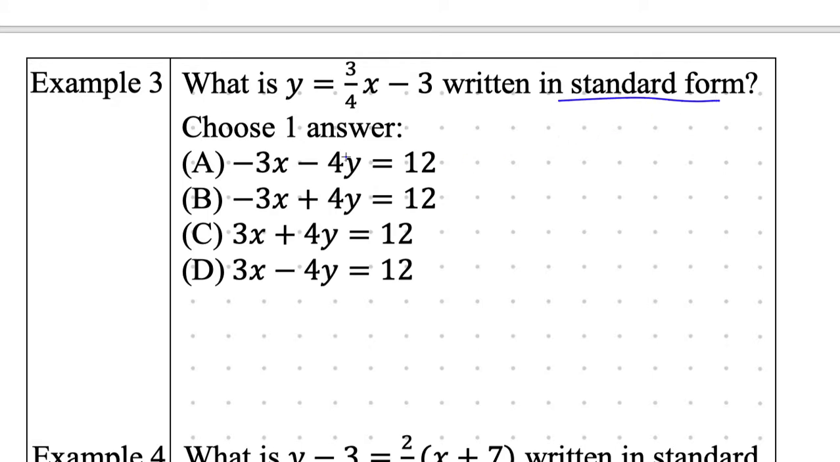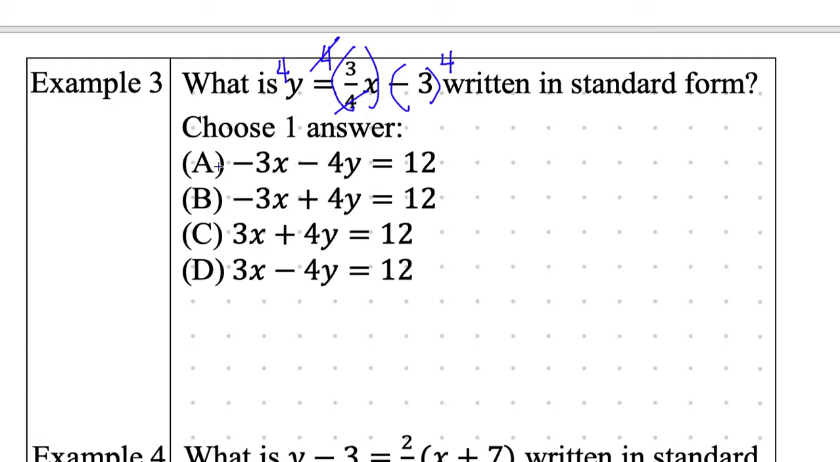Again, standard form has to have integers in front of the x and y's, and you have to have whole numbers, integers, same word. All right, so the easiest way to do this is to multiply everything by the denominator. If I see the denominator is 4 and I multiply this y by 4, this 3/4 by 4, and this -3 by 4, that will get rid of the denominator and I will no longer have a fraction. That is my hint to you, my gift to you.